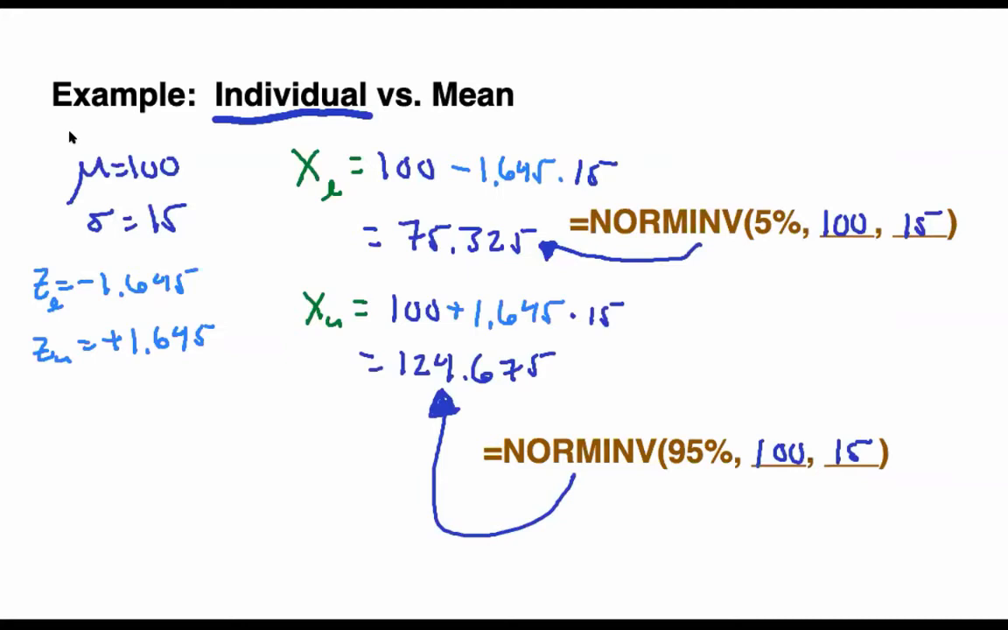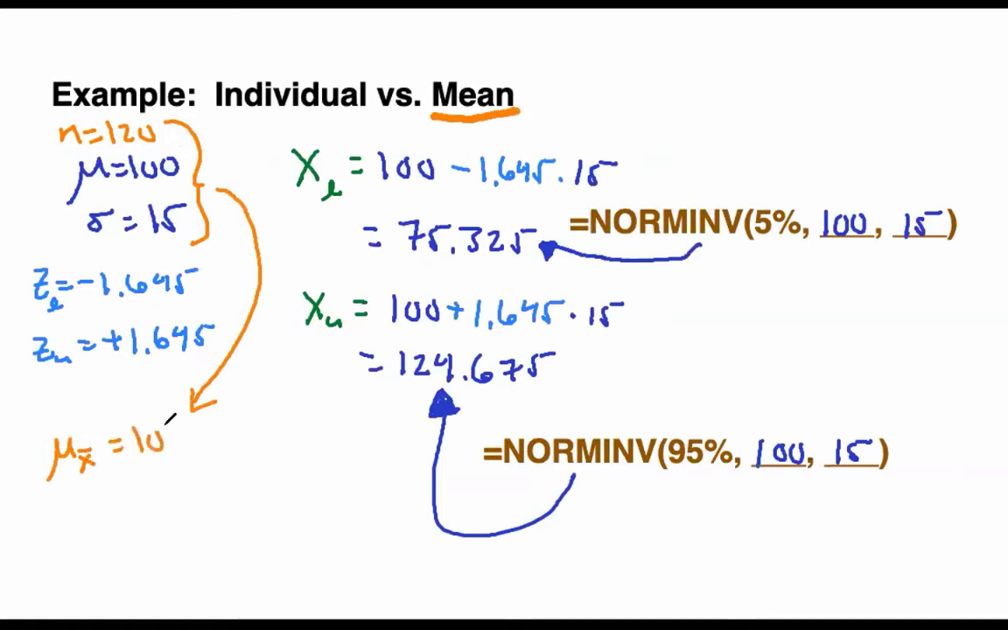I will retain most of what is on this whiteboard, but we will add the additional information that the sample size is n equals 120. We will also remove the attention from the individual, and we will now direct our focus to the mean. If we take this information here, we can conclude the following. The mean of the sample means is just the mean of the population, that is, the same value of 100.